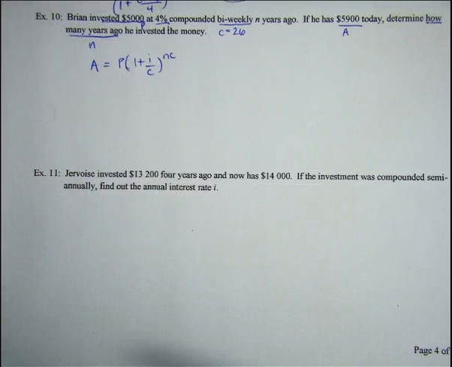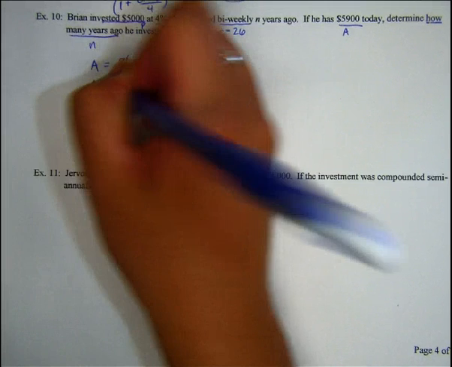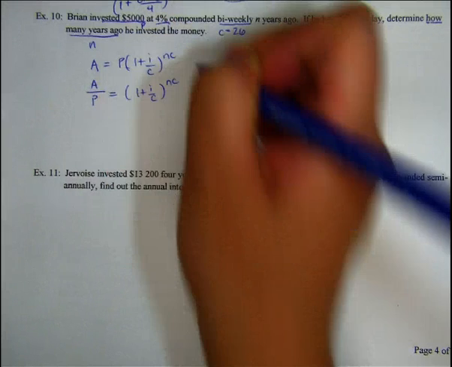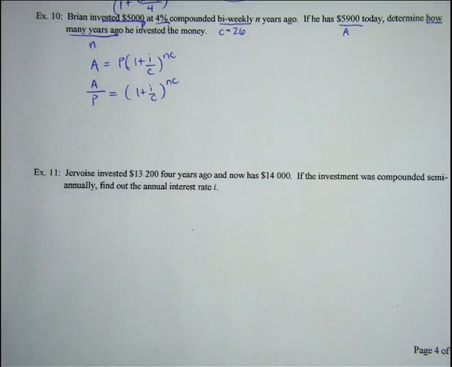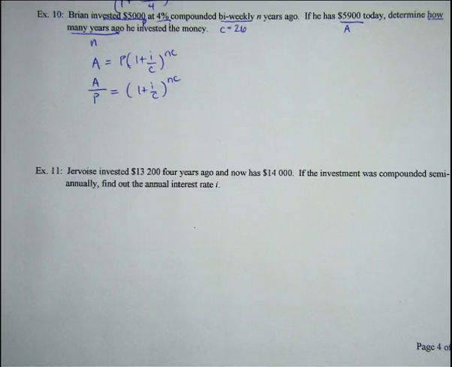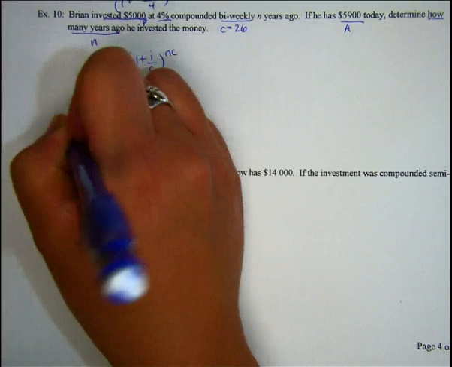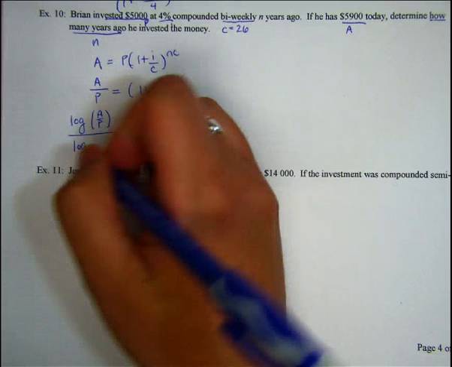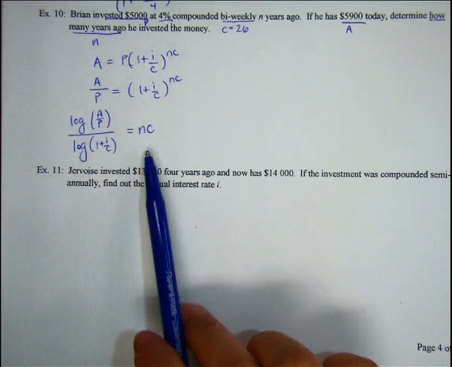Now, if you would like, you can substitute all of your values in and work backwards. I'm going to rearrange the formula first, and then I'll plug in all of the values. So I'm going to divide both sides by P. Now, because we want to find out how many years ago, we want to find out the N, you're going to need to use log, particularly because most likely you won't be able to figure out equal bases for these values. So you're going to do log of A over P divided by log of this entire base, 1 plus I over C, and that will give you NC, so that'll give you the entire exponent here.